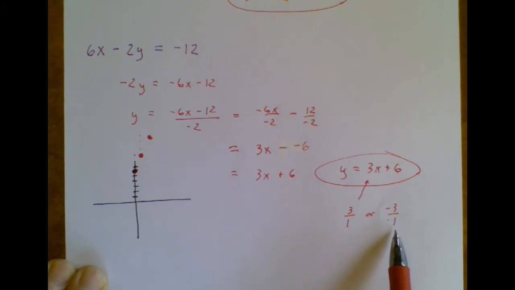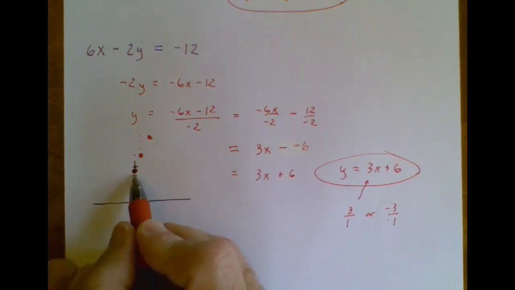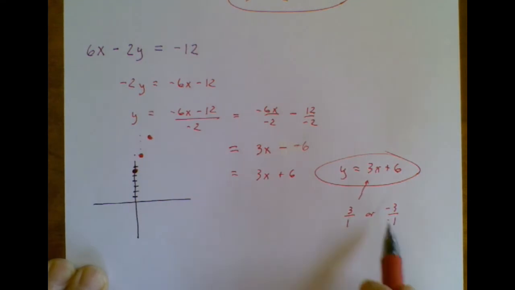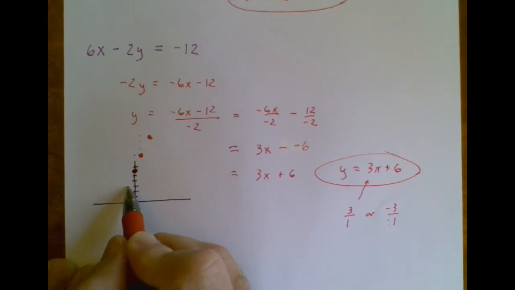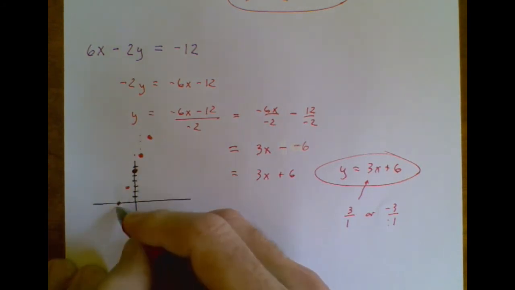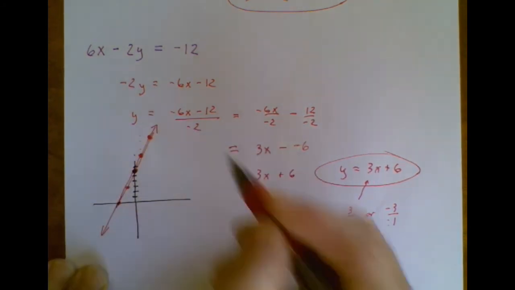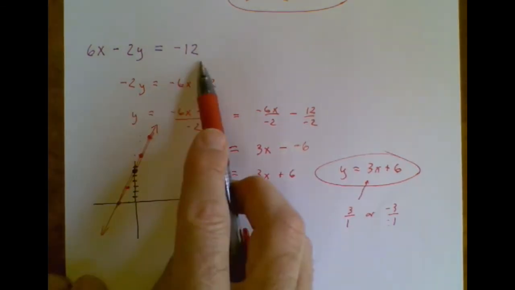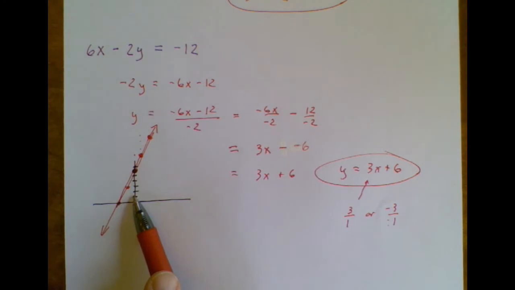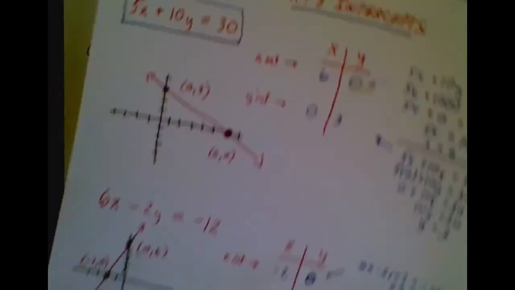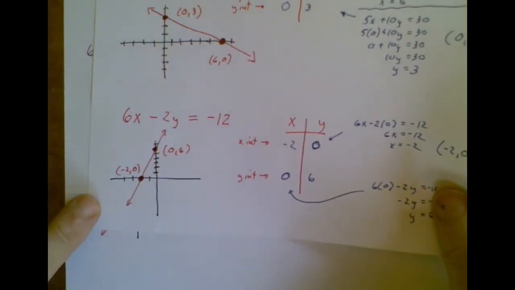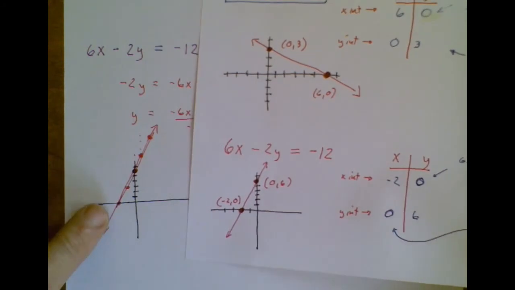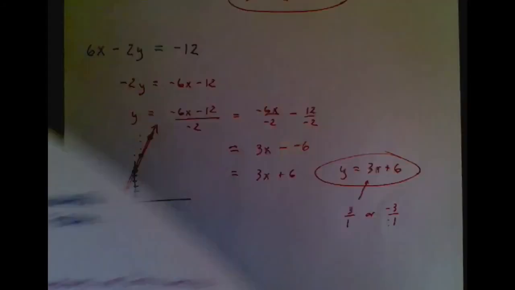Or I could think of it like this, rise of negative 3, 1, 2, 3, run of negative 1, 1, 2, 3, negative 1. No matter which way I choose, I end up on the same path. So there's my graph, and it should be no surprise that when we did this equation with finding x and y intercepts, we got the same looking graph as we have by solving for y.